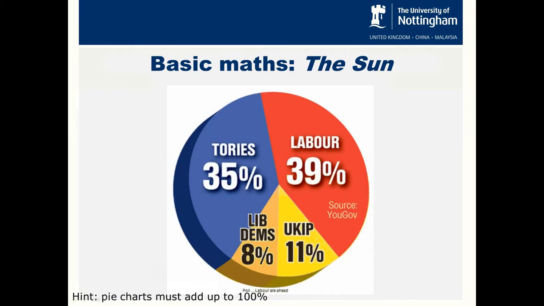Basic maths. A pie chart has to add up to 100%. You cannot make a pie chart in which the pie wedges don't add up to 100% or very close thereto, where the difference is only from rounding.